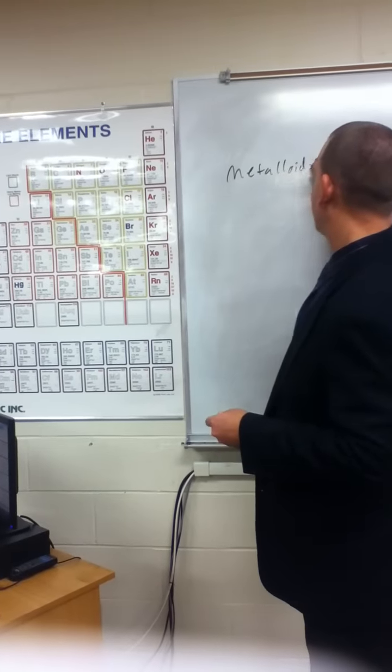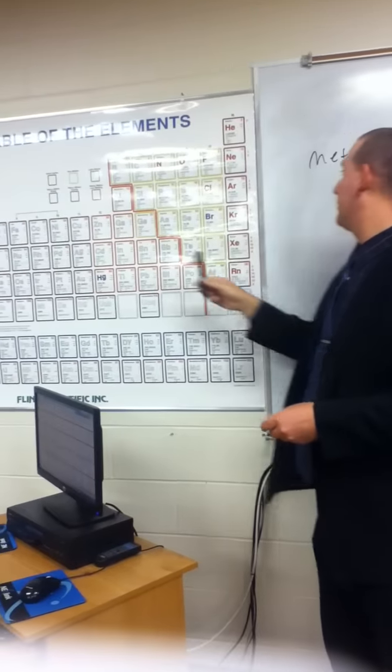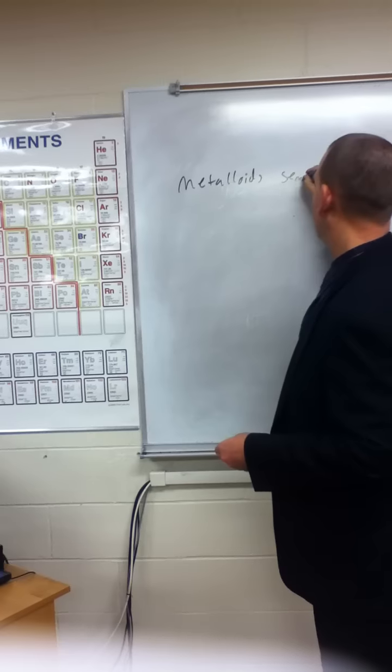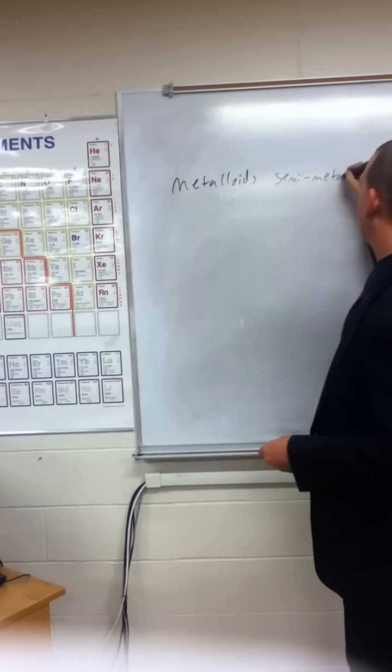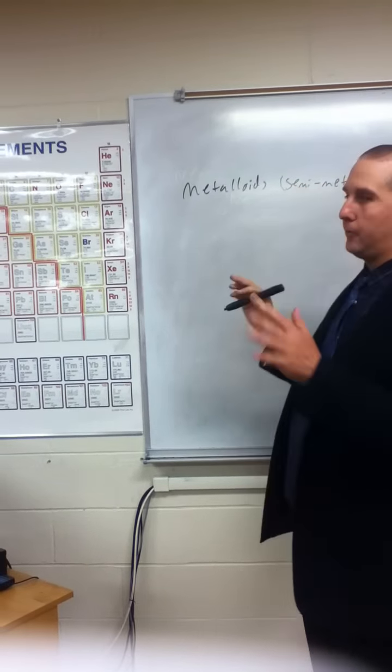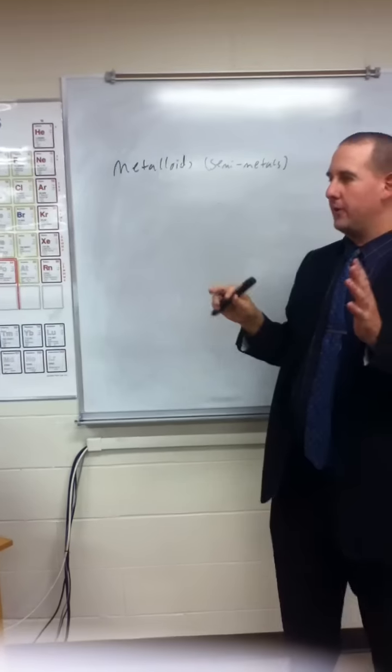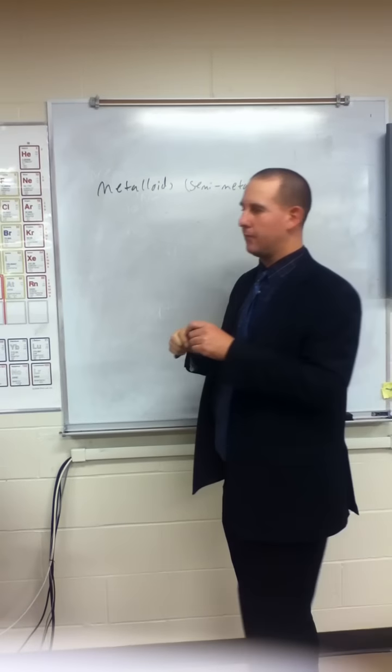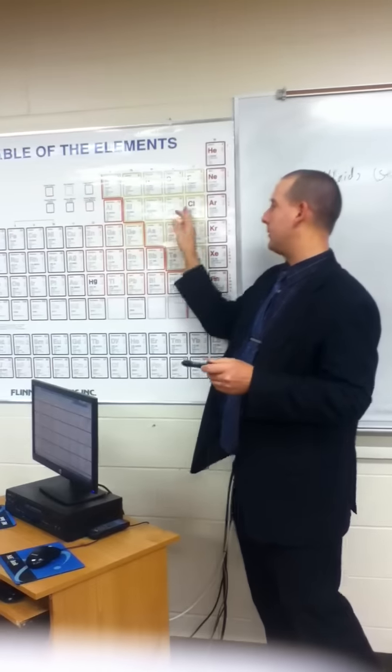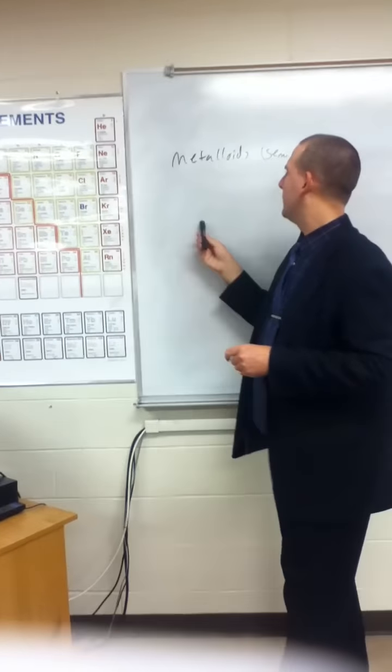Those are your metalloids. They're located right on the staircase, and they're sometimes called semi-metals. Semi-metals, they're not totally metal. It means they're partially metal and partially non-metal, so they contain properties of both. They have some metallic properties and some non-metallic properties. Okay? So those are metalloids.